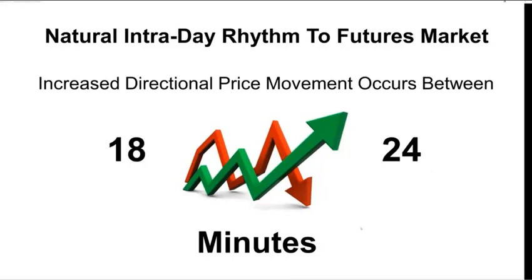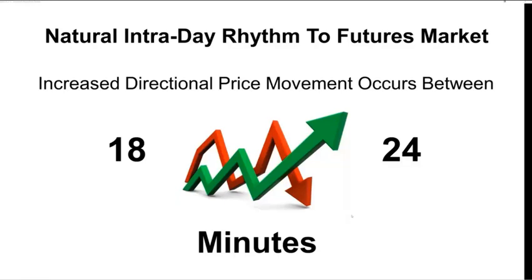But the natural rhythm is between 18 and 24 minutes. All right. And what we get then is increased directional price movement in that range. So what that means is, let's say in a 30-minute period, we're able to narrow down a 10-minute period where we would see the action occur.